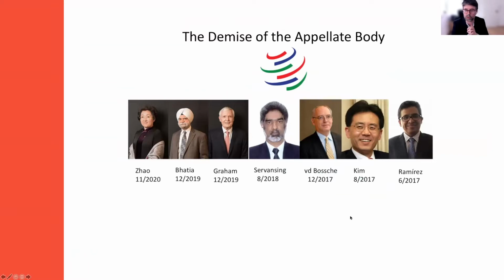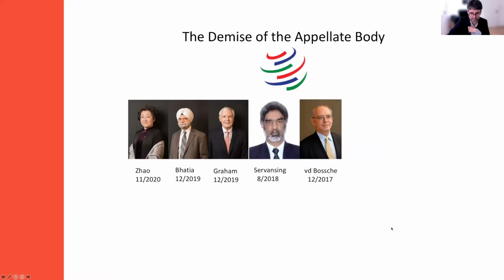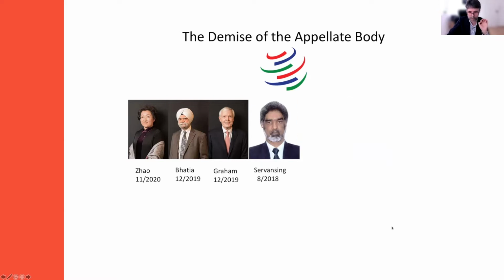What happened recently is that the appellate body died. And it died in a rather tragic way. All new appointments to the appellate body were blocked by the United States. And so the terms of the appellate body members ran out. The appellate body has 7 members, and 3 of them rule on each case. And in 2019, there were only 3 appellate body members left.